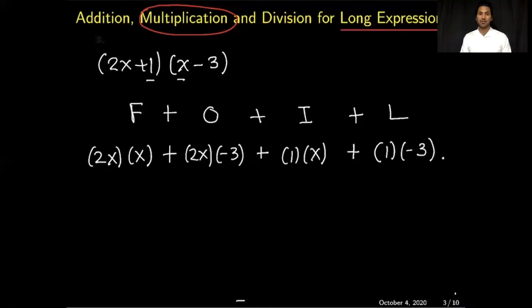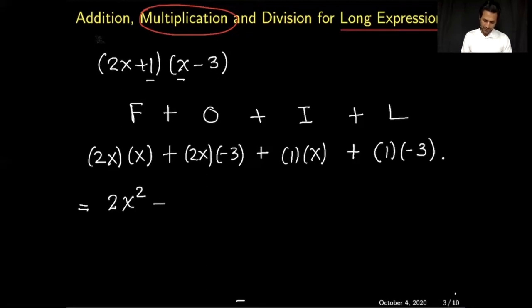So this is the meaning of FOIL: first, outer, inner, and then last. Now we will perform these multiplication and addition operations as we did in the previous slides. So the first is a multiplication operation, which is going to be 2x squared. The exponents of x and x will add, which is 1 plus 1, 2.